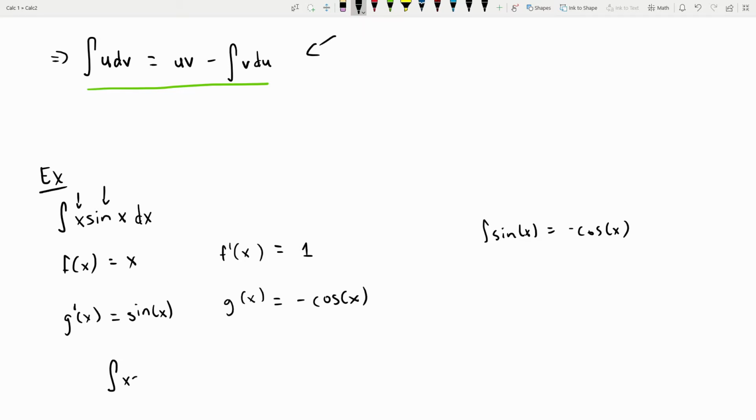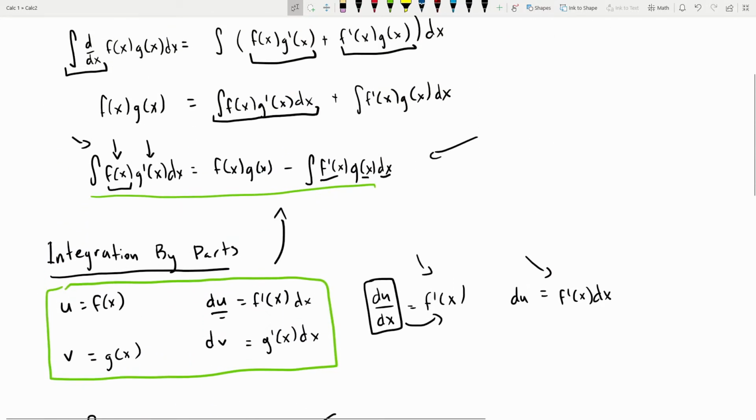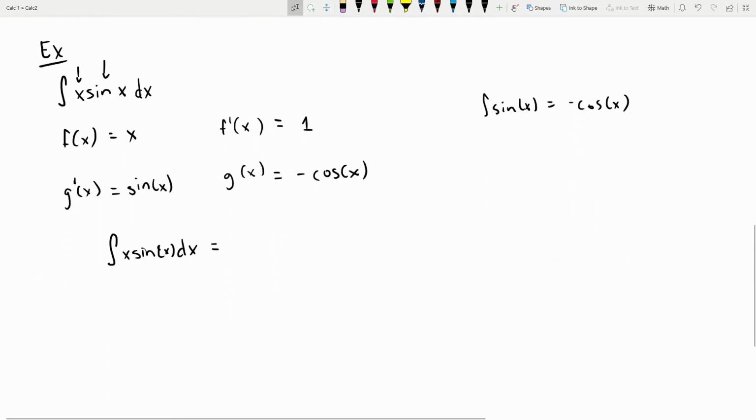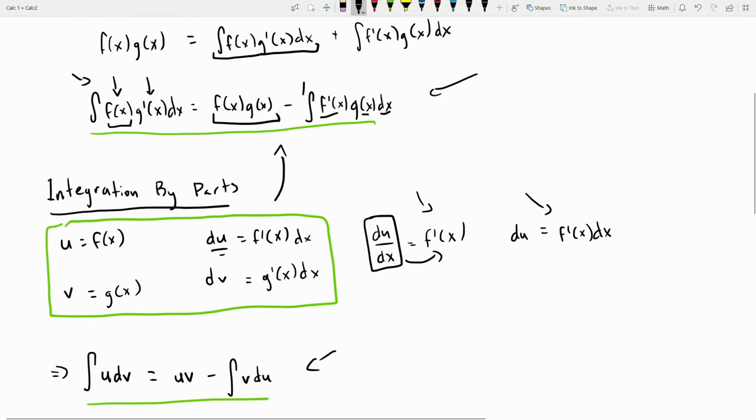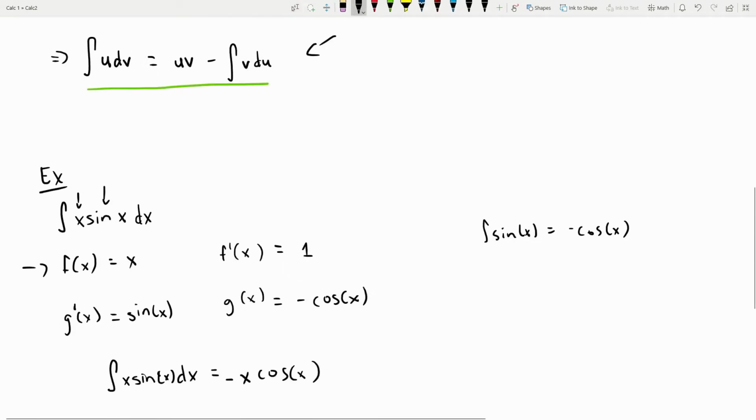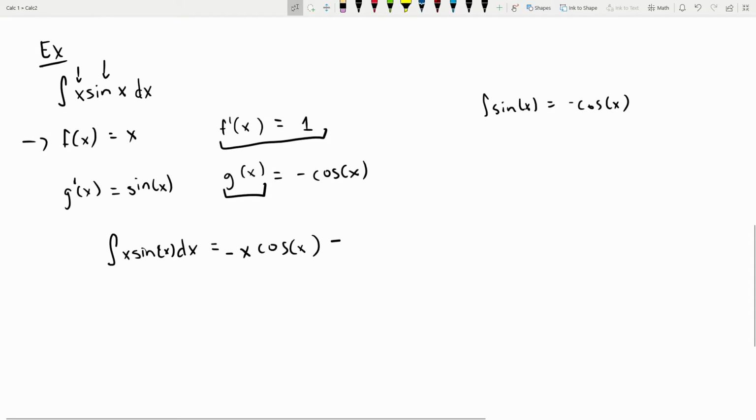So again, we're going to start off with this, which is the left side of the formula. And it's going to be equal to f of x times g of x. So let's go ahead and plug that in. Well, f of x is right here, it's just x, and g of x is minus cos x. So this is going to be minus x times cos x. And then we're going to have minus this integral right here, which is f prime times g. So again, f prime is right here, and g is right here. So we're going to have minus the integral of minus 1 times cos x dx.